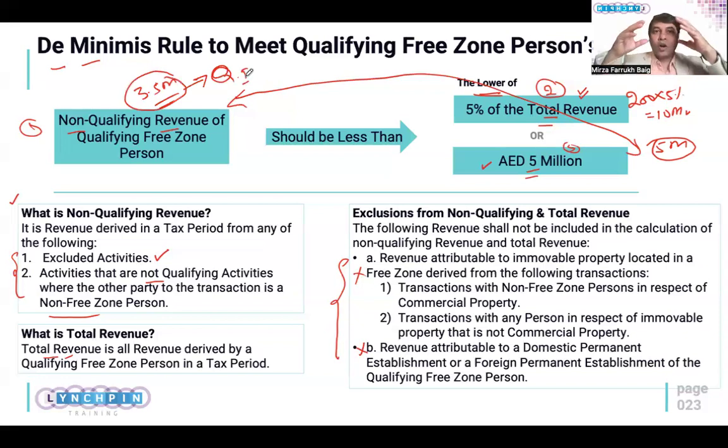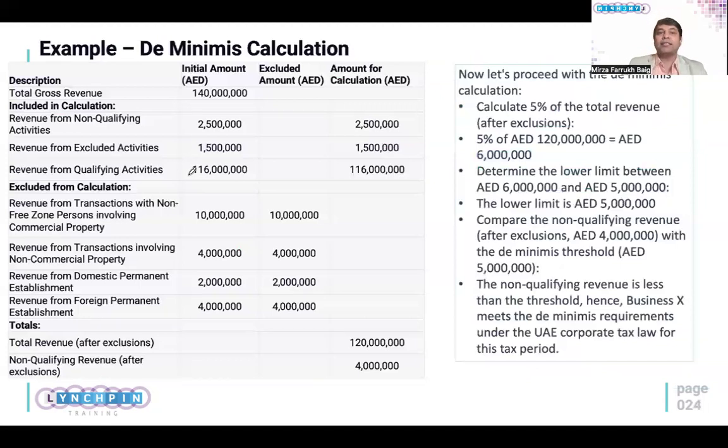So this is the whole argument here, that if I am falling within the de minimis rule, that income which on the face of it is not qualifying income would still be taxed at 0% itself. Okay, but for this kind of a threshold, I need to have this calculation. Now I'll just explain to you with an example to calculate my de minimis.